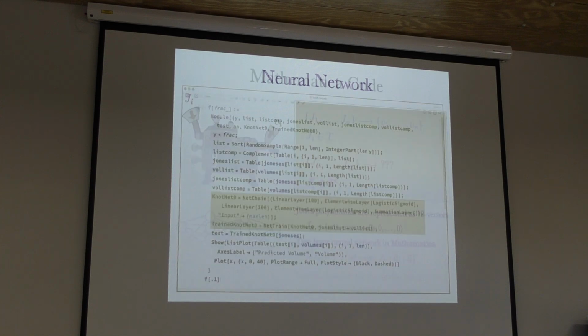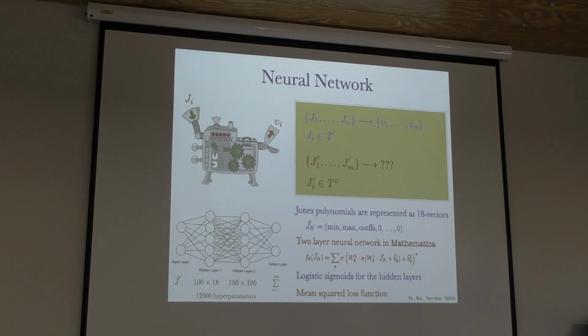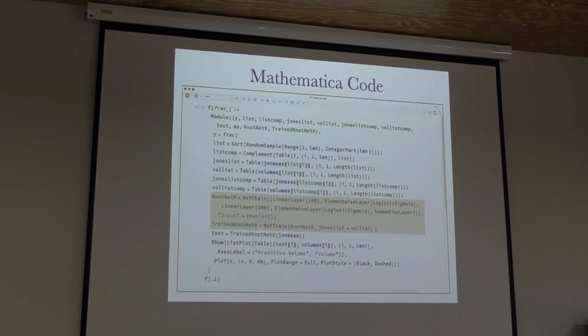And we found that... Can you say what the input is? The input is just the coefficients in the Jones polynomial, along with the minimum degree and the maximum degree. And if there aren't 18 of these, you just fill it with zeros at the end. Okay. What are you trying to find? It's the volume. So it's actually 2 lines of Mathematica to do this. The rest is just getting the right structures in. Mathematica has that built in now, so it's very easy to play with.